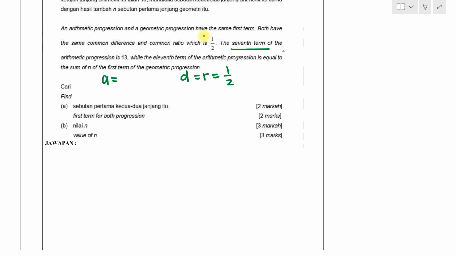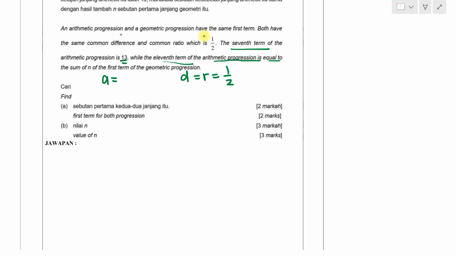The seventh term, T7, of the AP is 13, and the 11th term of the AP is equal to the sum of the first n terms of the GP. I think they mistakenly put the wrong wording there. I think it should be sum of first n terms. What do you mean by sum of n of the first term? Quite confusing that statement. I hope it's a wrong statement. Okay, we will see later.